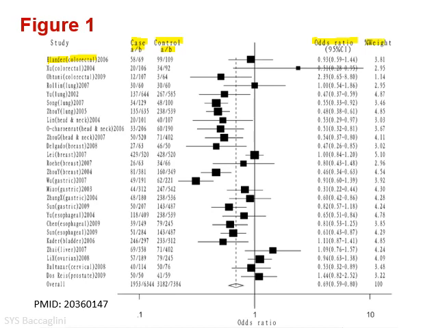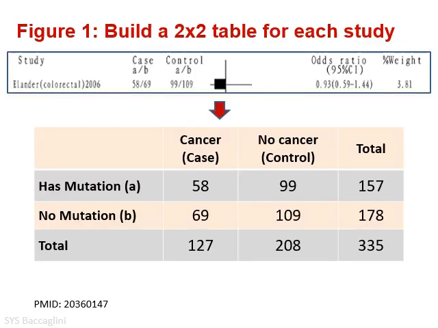The weight of the study is a reflection of the size of the study, and larger boxes will carry a larger weight. Using the forest plot, we can construct a 2x2 table for each of the studies, as you see here. The cases and controls will be the same here. And A and B represent the presence or absence of the mutation, which are shown here on the table.